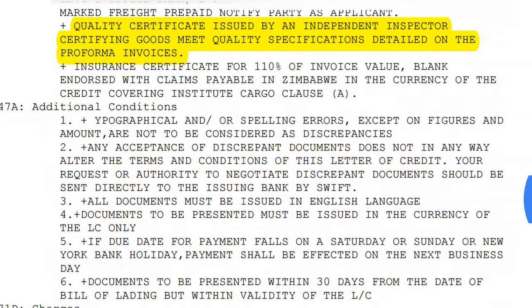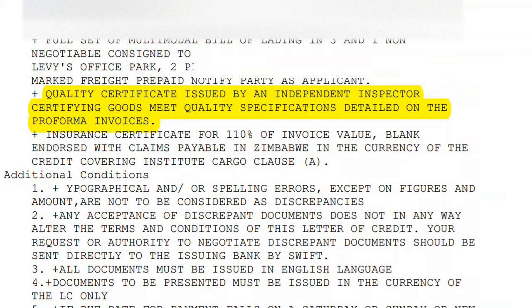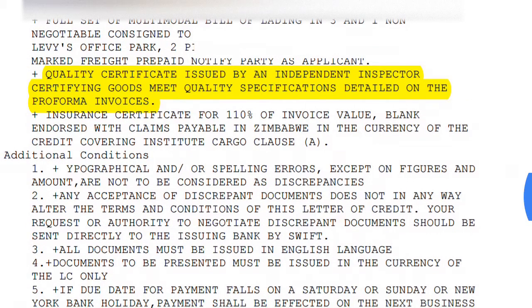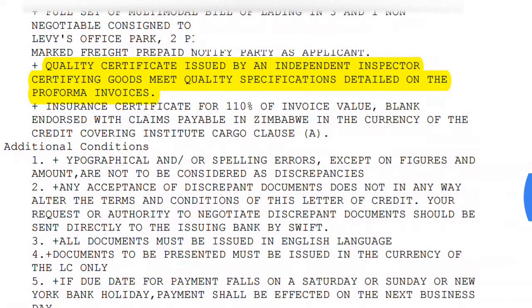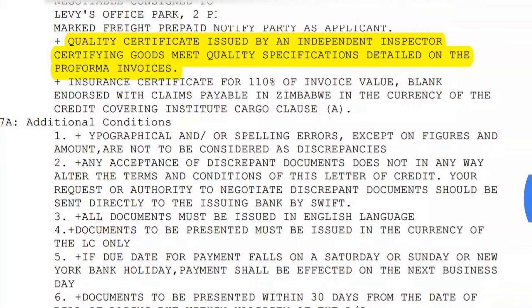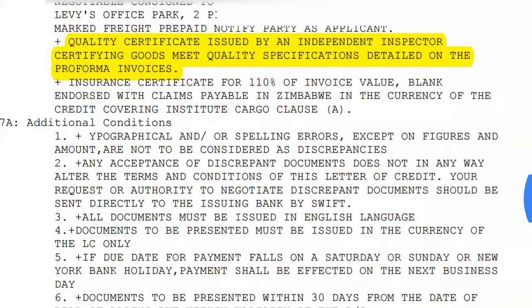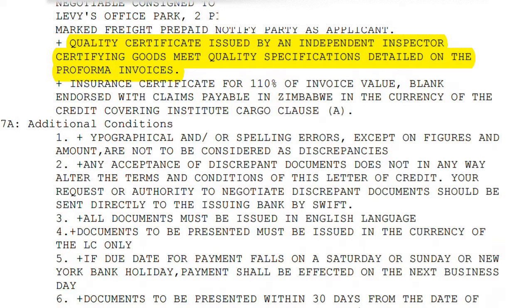This is very important: the LC says that the consignee requires insurance for 110% of the invoice value, blank endorsed, with claims payable in Zimbabwe, that is, claims payable in the consignee's country.